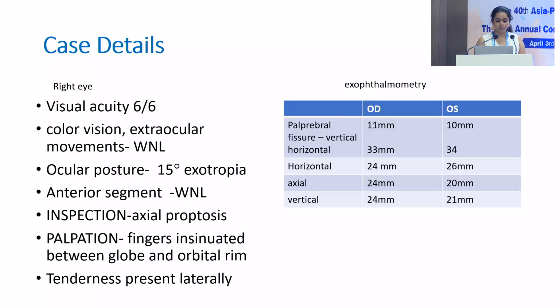On exophthalmometry, palpebral fissure vertically on the right eye it was 11 mm. Horizontal measurements were 33 mm, and axial measurements was 24 mm. Vertical measurement was 24 mm.